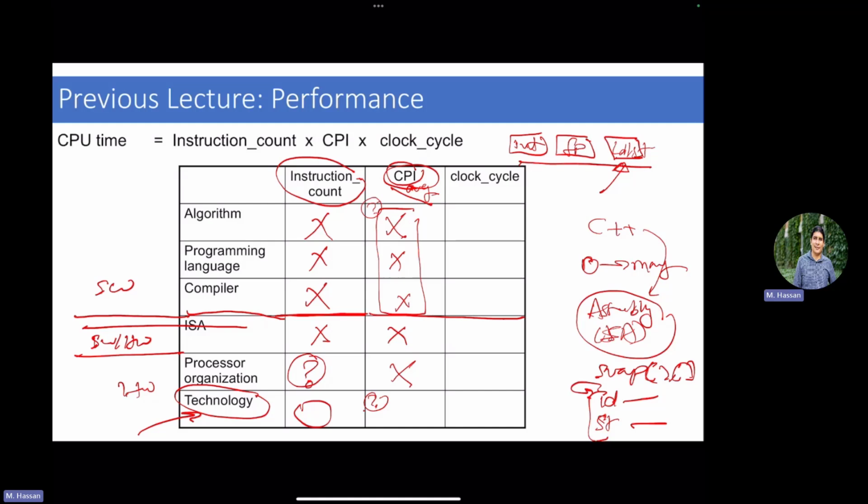Programming language, not as well, right? Compiler, I would also say not as well. What about ISA?